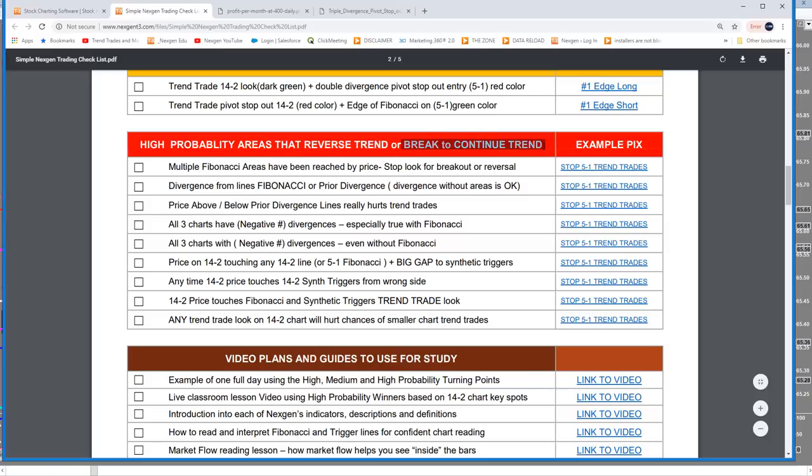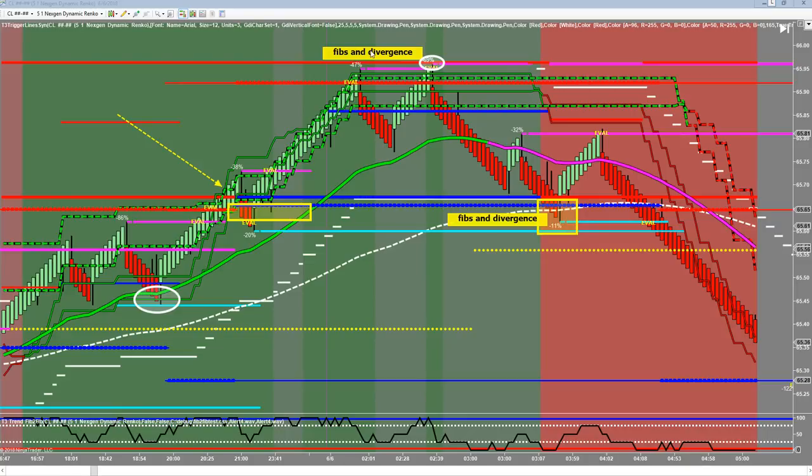Easy enough? So again, this is a good example. Fibs and divergence means stop going long. For counter trend traders, it means go short, but we're not doing that today. So for now, it's stop going long. Fibs and divergence also means stop going short if you were going short, which we weren't. And now, when is this fibs and divergence going to be over, guys?